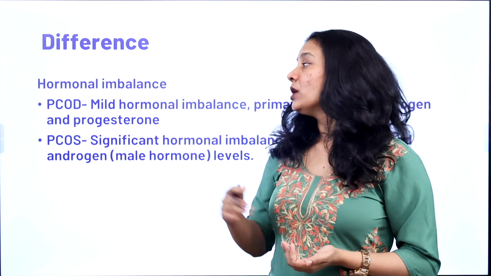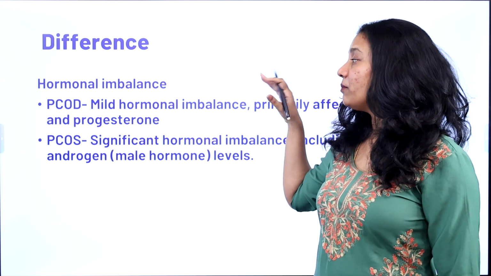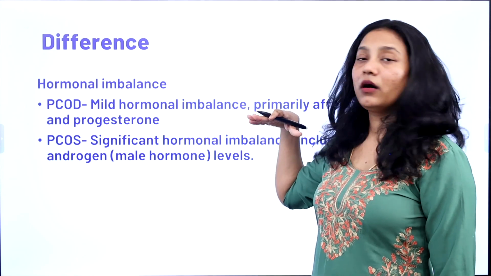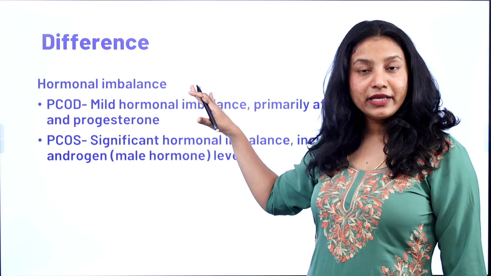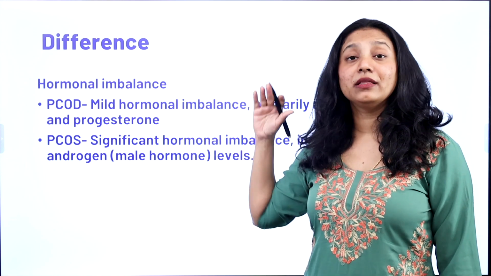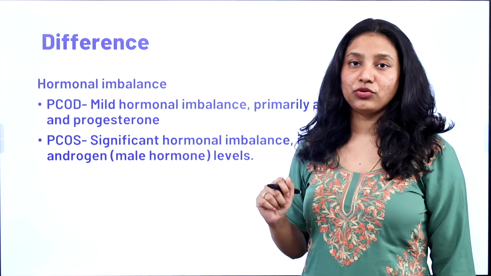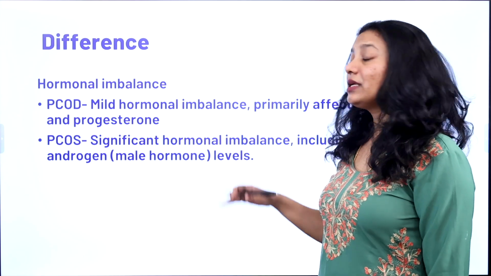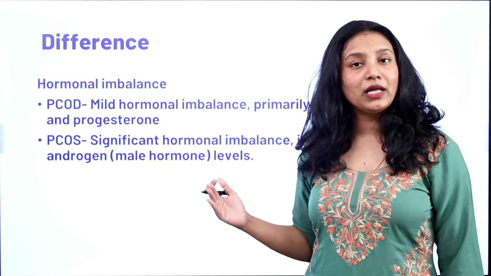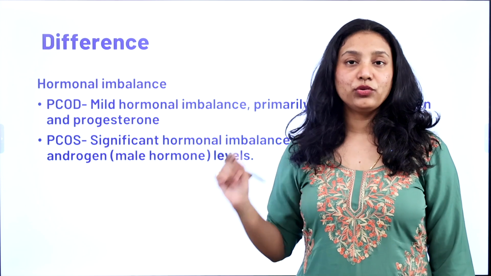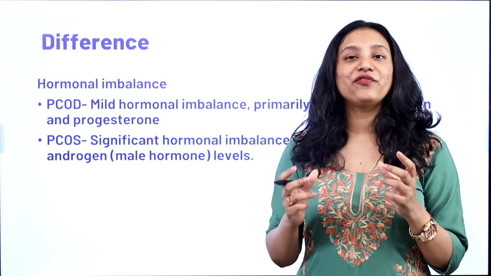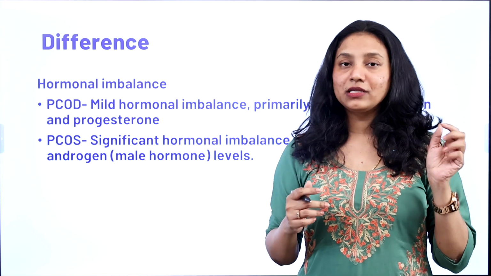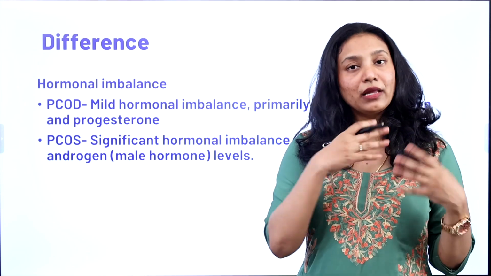So in PCOD, the main pathology is where the hormones are disrupted. It is mild in nature, the hormones are disrupted, and the hormones are estrogen and progesterone. Whereas if you see PCOS, there is hormonal disruption. Along with that, there is excess of androgen, that is testosterone, in the female body. If you see about the hormones, the main difference is that in PCOD there is an estrogen progesterone difference or imbalance.